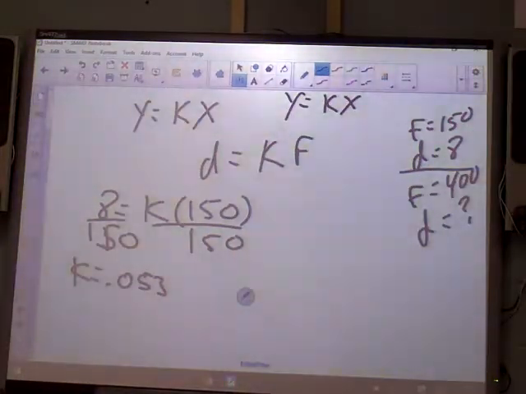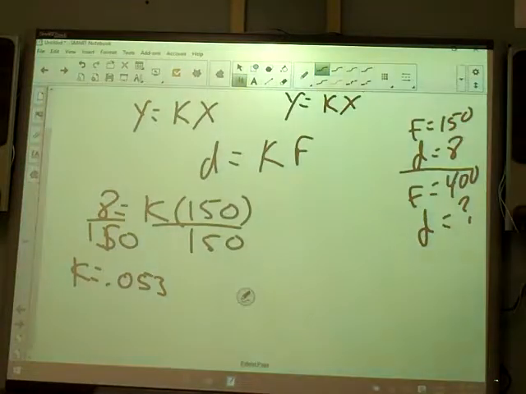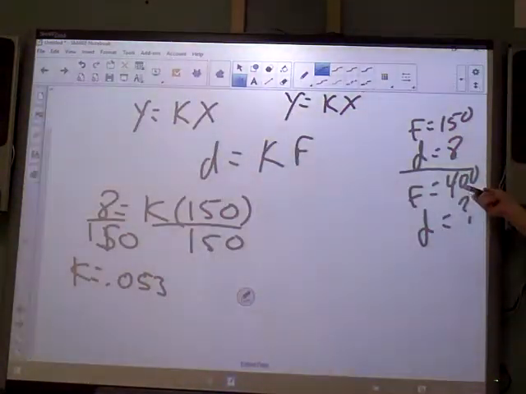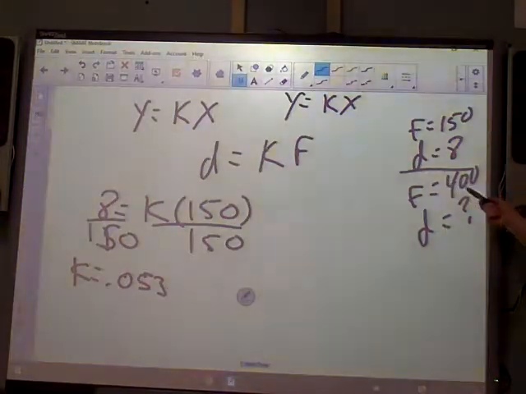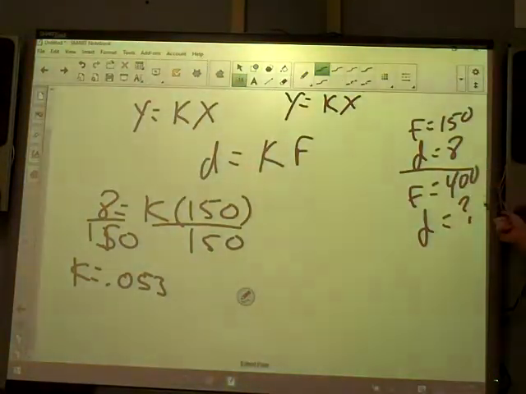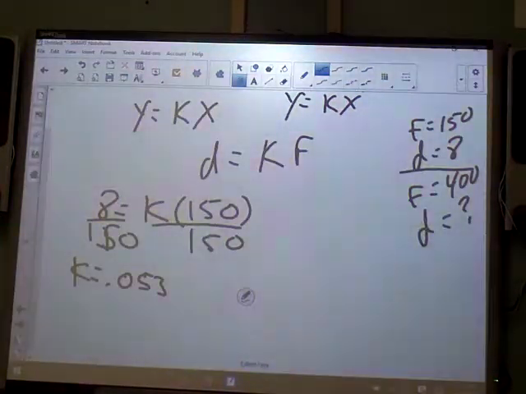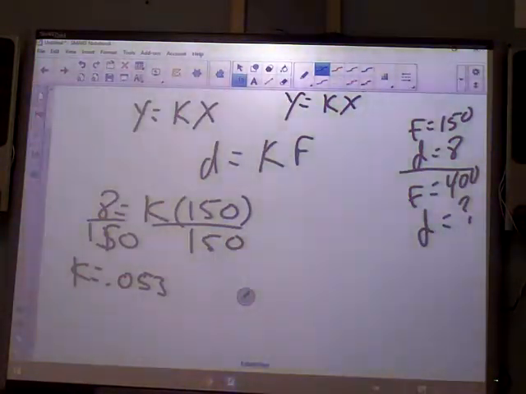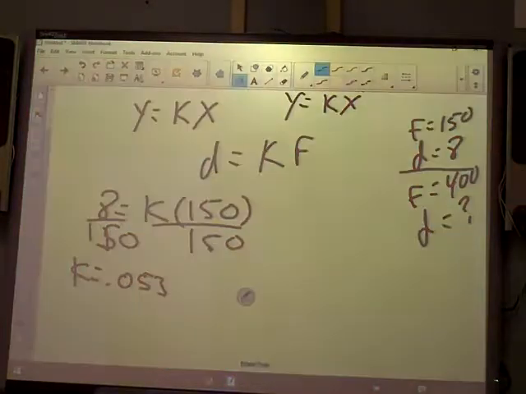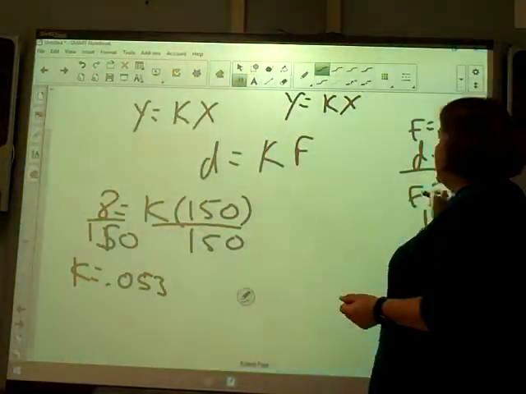Now, common sense on a lot of this stuff. Here we had 150 newtons pulling and it pulled the spring out to 8 centimeters. But we've more than doubled that. So what should we expect our distance to be in relationship to 8? We're pulling with a lot more force, so it's going to be a lot longer, isn't it? I should expect something a lot longer than 8 centimeters. Let's check it out and see.